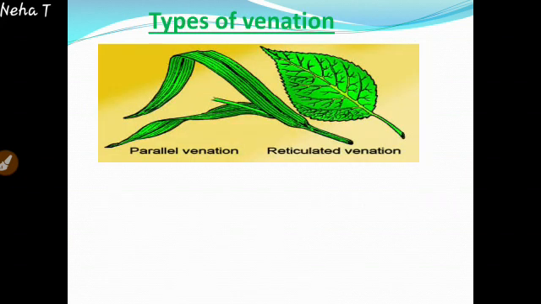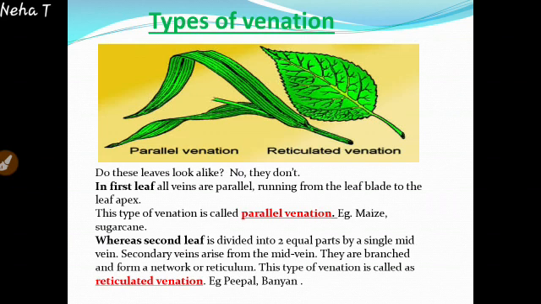Next picture shows you types of venation. If you observe, you will see that the veins on the leaves are also not the same. Do these two leaves look alike? No, they don't. In first leaf, all veins are parallel, running from the leaf blade to the leaf apex. This type of venation is called parallel venation. Example, maize and sugarcane.